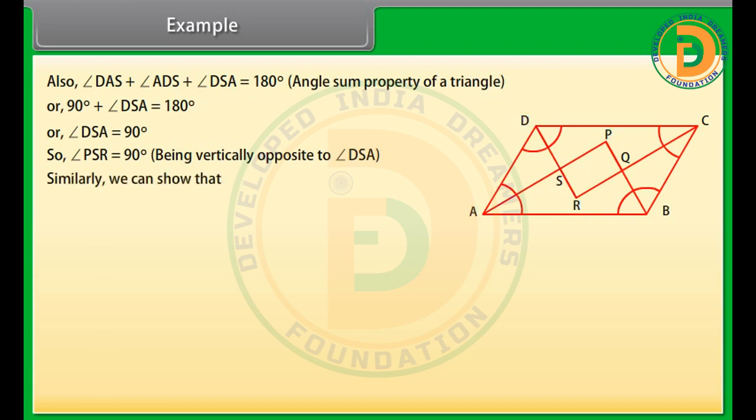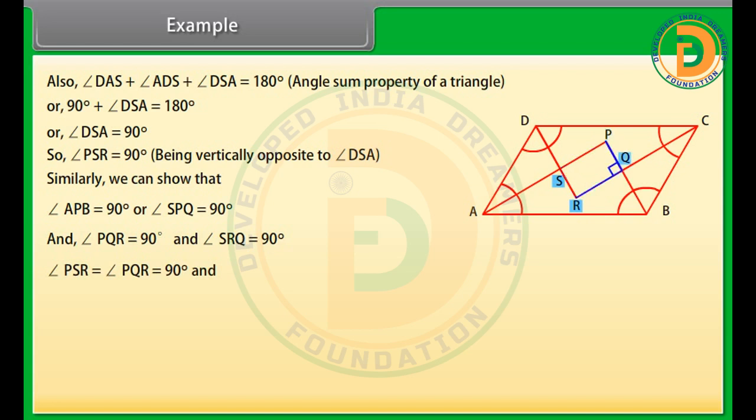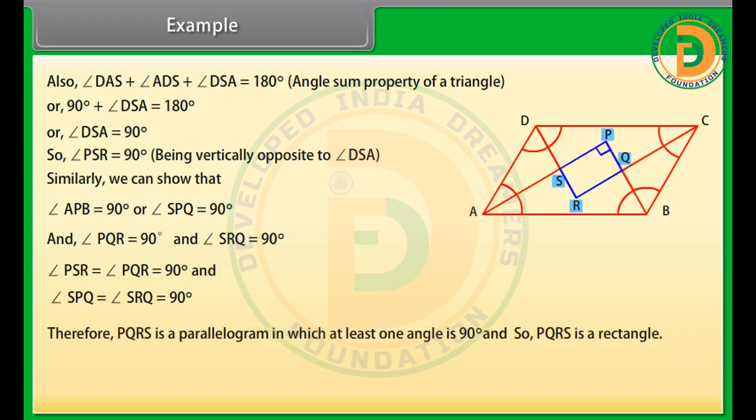Similarly, we can show that angle APB is equal to 90 degree, or angle SPQ is equal to 90 degree, and angle PQR is equal to 90 degree, and angle SRQ is equal to 90 degree. We can see here that angle PSR is equal to angle PQR, which equals 90 degree, and angle SPQ is equal to angle SRQ as 90 degree. Therefore, PQRS is a parallelogram in which at least one angle is 90 degree, and so PQRS is a rectangle.